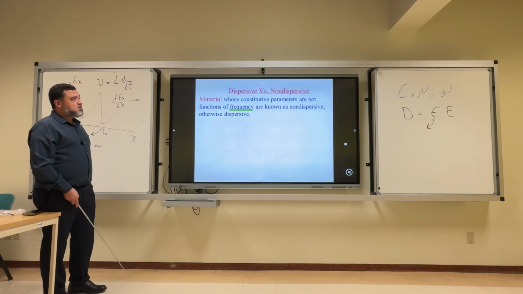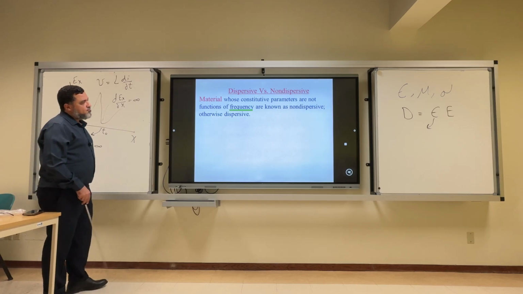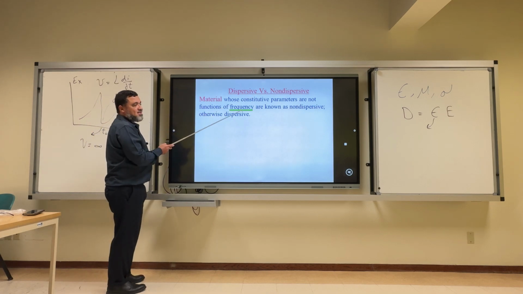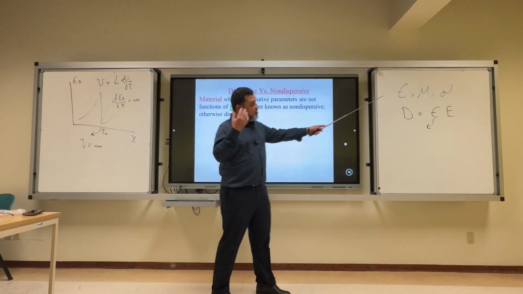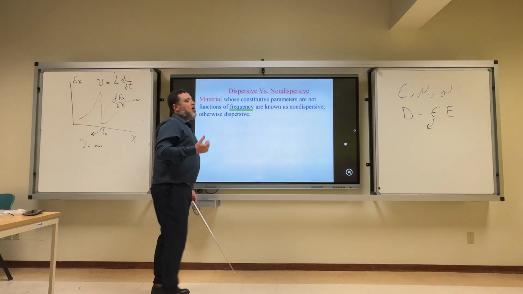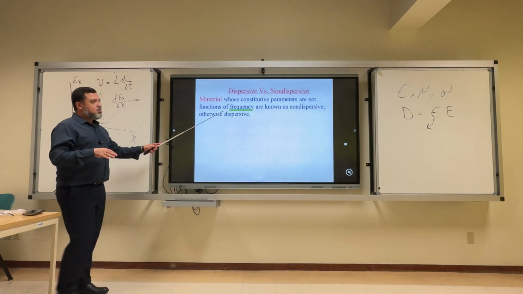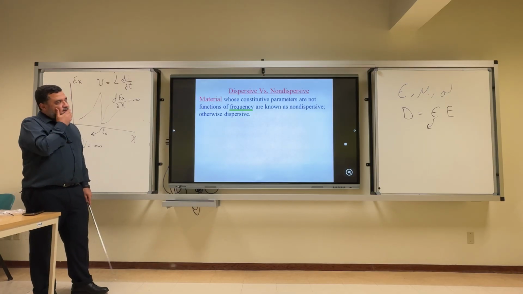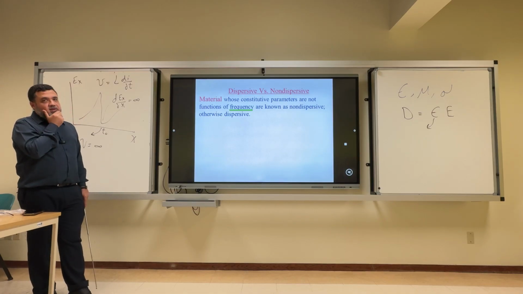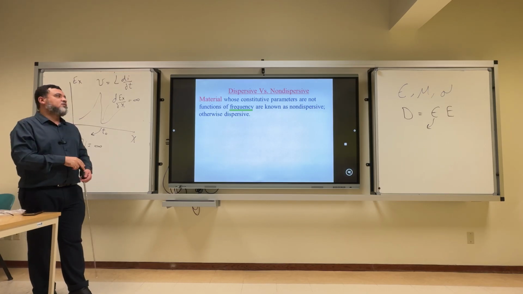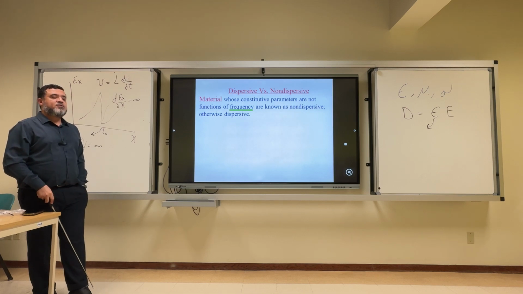We have also dispersive and non-dispersive. For dispersive material, the constitutive parameters depend on frequency. So these parameters will change with frequency. If they are constant regardless of frequency, they are non-dispersive. Can you give me an example of dispersive material? Will this parameter change with frequency? Microstrip transmission line, to some extent, yes. What else? What common material we see around which is dispersive?